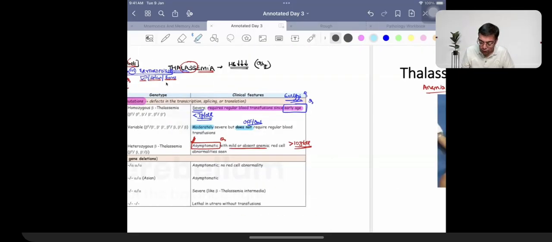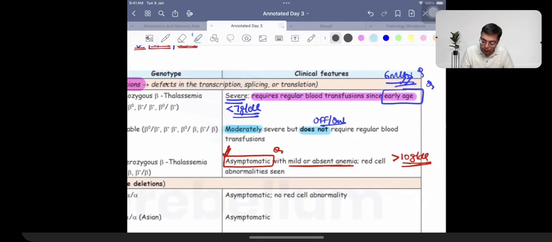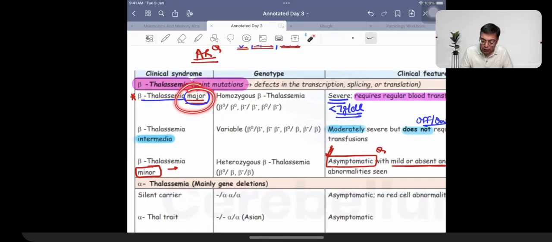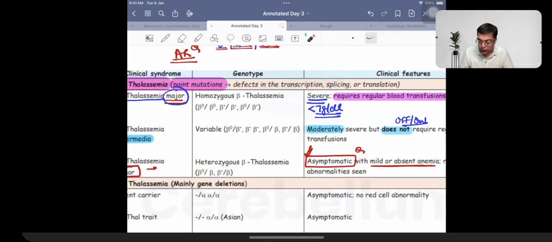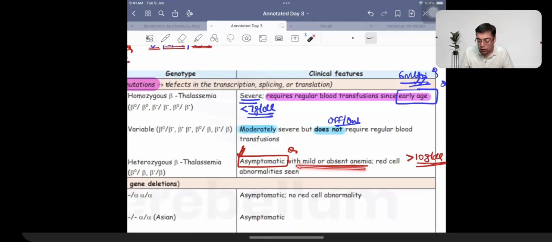Just pay attention to the fact that if there is a history of multiple blood transfusions since an early age, it is beta thalassemia major. If the hemoglobin is between 7 to 10 and there is intermittent transfusion, then that is going to be intermediate. But if it is beta thalassemia minor, then it is typically asymptomatic and the patient has typically iron non-responsive anemia, which is a mild kind of anemia.